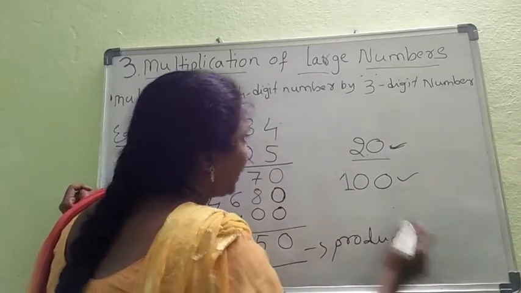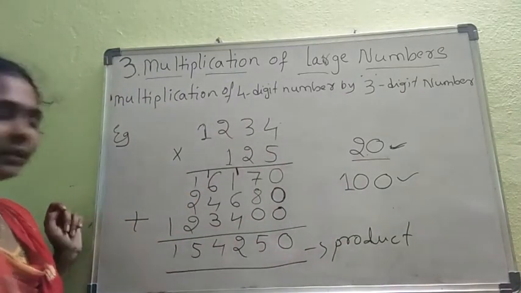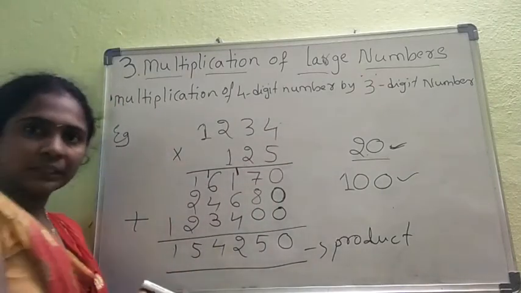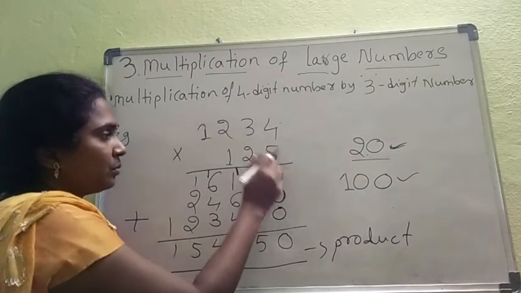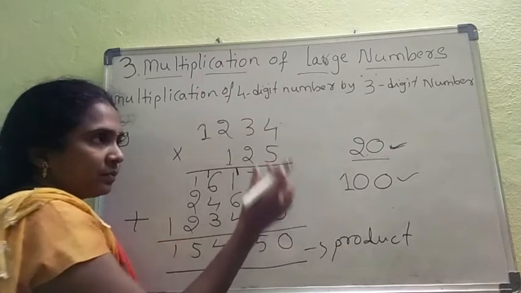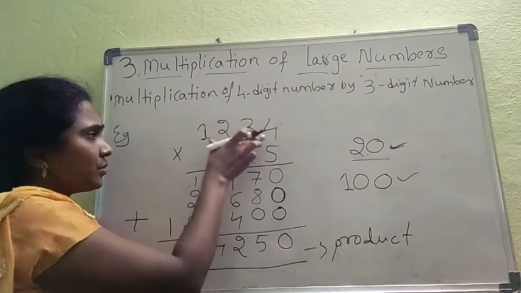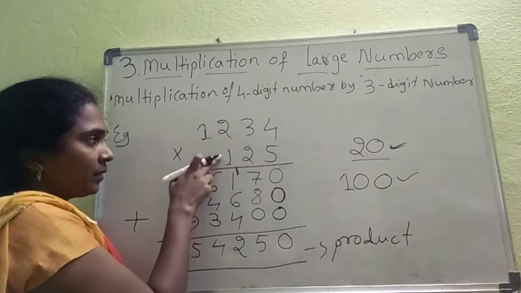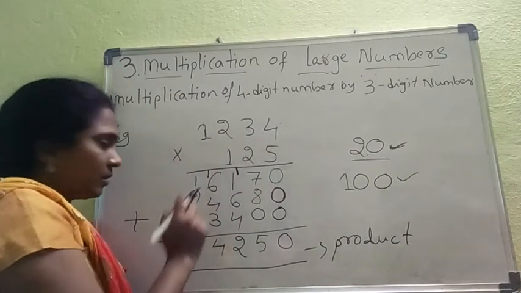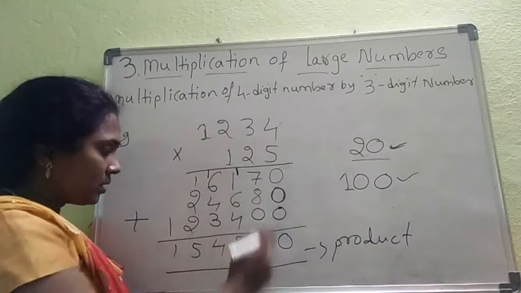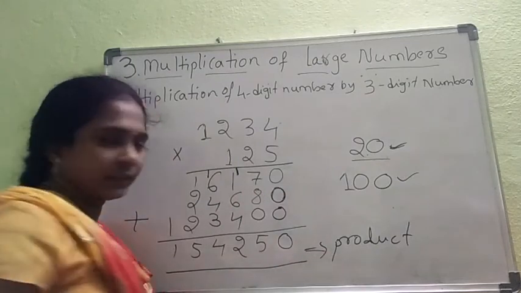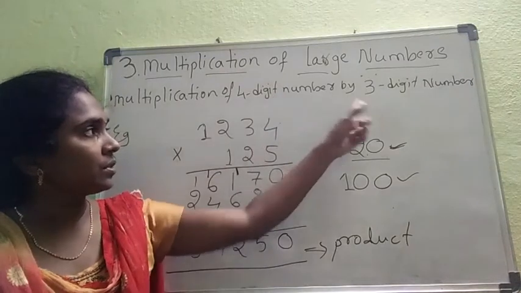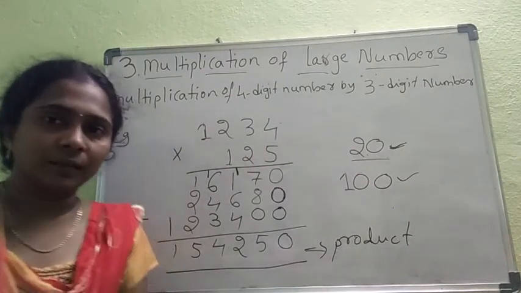When you multiply a 4-digit number by a 3-digit number, I hope it is clear, right? First step, you need to multiply the given number with the ones digit. Next, you should multiply the given number with the tens place digit. Next, you should multiply with the hundreds place digit. Then you need to add all these, and this is the final product. I hope it is clear, right? The process of multiplying a 4-digit by a 3-digit number.